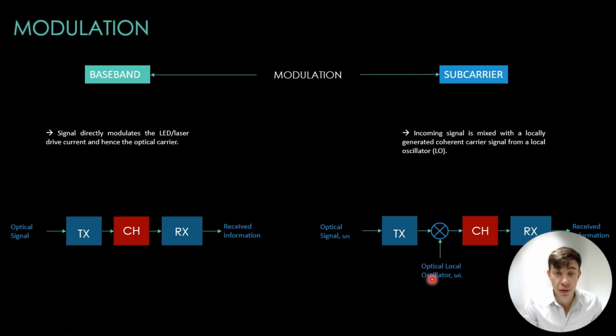Subcarrier modulation offers improved performance in terms of bandwidth, noise immunity, and linearity, making it suitable for high-speed and long-distance FSO links, as you can see on this diagram.